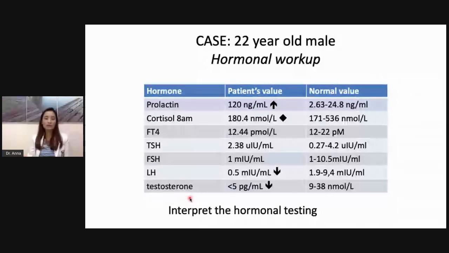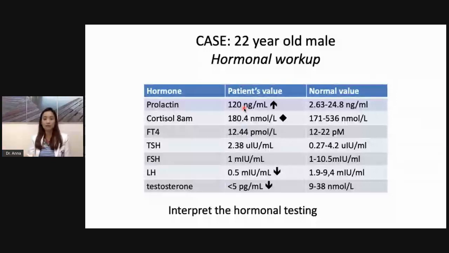So how will you interpret this? Based on the hormonal testing, you will see that the prolactin level is not really markedly high. Remember during our lesson on prolactin, if the level is more than 250, you're almost always sure that this is a micro or macroadenoma. Below 250, between 100 to 250, one of the considerations is a stalk effect.